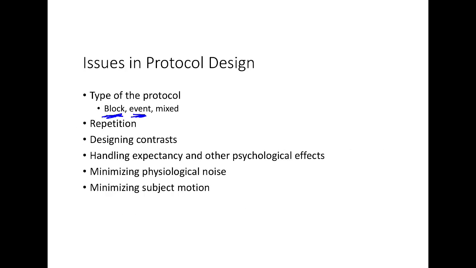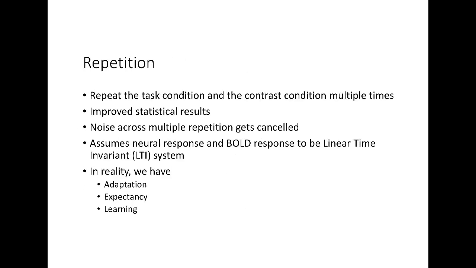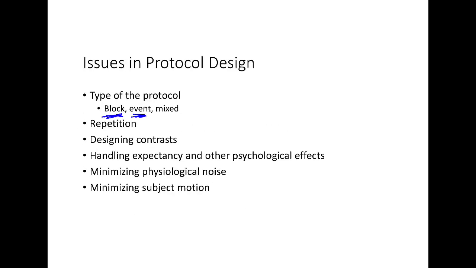So we talked about repetitions, designing contrasts, and then handling expectancy and other physiological effects. And that's an important point we did not talk about: subject motion. If a subject moves, the data becomes corrupt because it's very sensitive to motion. And I will explain why in the subsequent lectures.